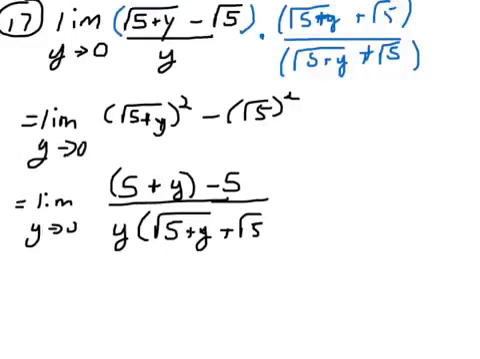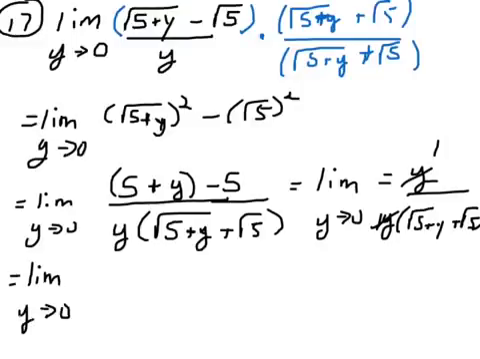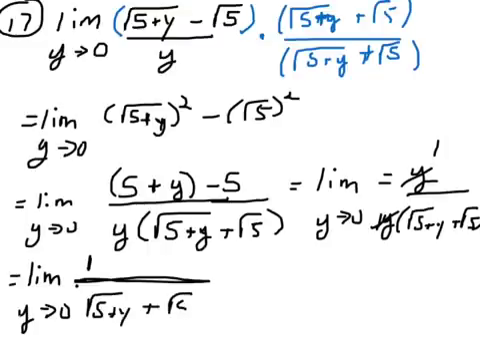I'm just going to rewrite it. Well, let's clean up the numerator. What is 5 plus y minus 5? y. Oh, look, I got a y on the bottom, too. How's that going to be helpful? Yeah, they're going to cancel out. It's going to have a 1 on the top, and it'll have a 1 on the bottom, but it's gone away. So now I have 1 over the square root of 5 plus y plus the square root of 5.